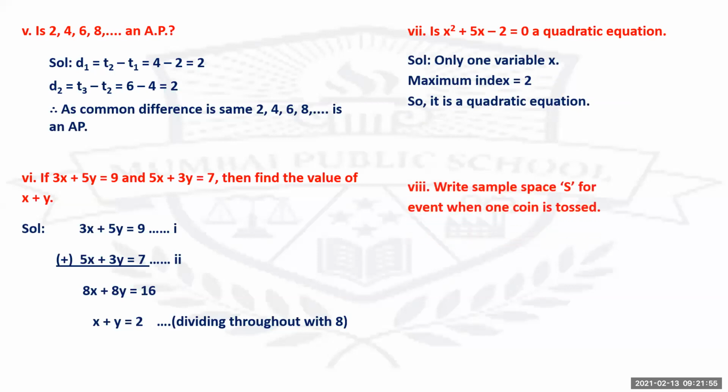Now, write the sample space S for an event when a coin is tossed. Check, there is a difference between when coins are tossed and when one coin is tossed. When one coin is tossed, you know it is going to be either head or tail. So the sample space S equals {H, T}. You don't have to write n of S. They've just asked to write the sample space S. Is this clear to all the students? You have to understand what the question is asking, and answer it accordingly.